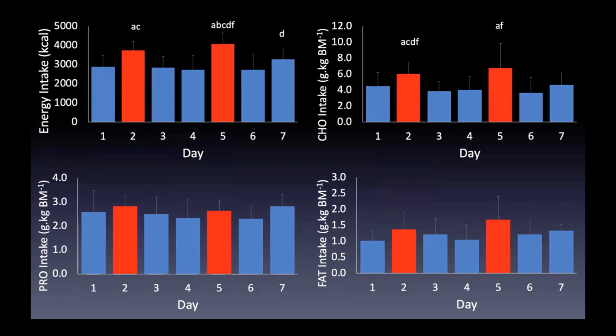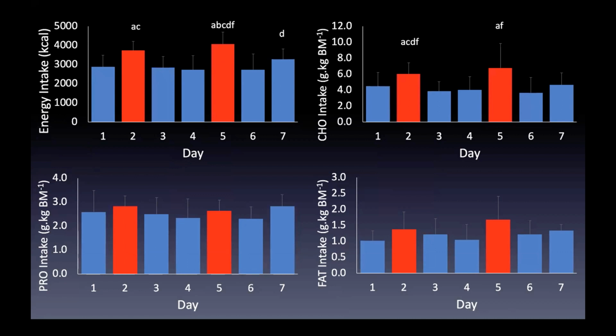Then the end bar, which is day 7, which I'll come on to in a very short period, is different to day 4. The reason being that the players were travelling to an away game, and they stayed in the hotel overnight. So they actually had an extra meal, which was provided to them by the club on that day.